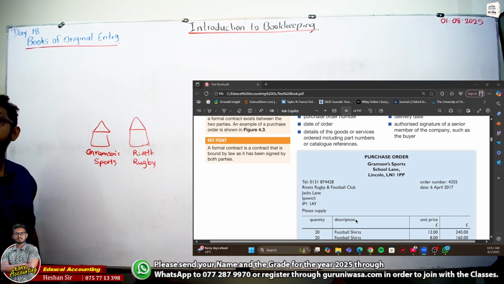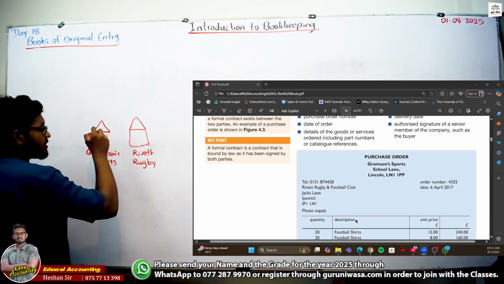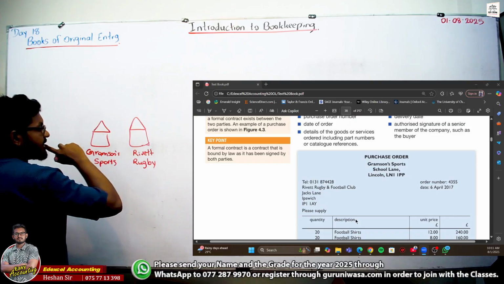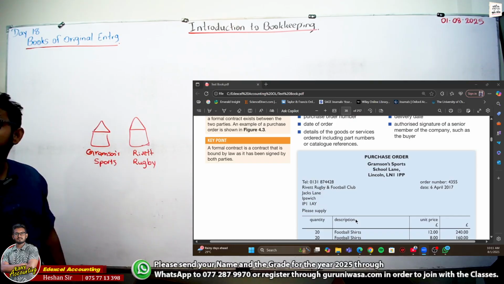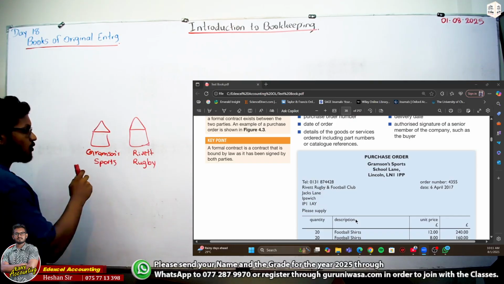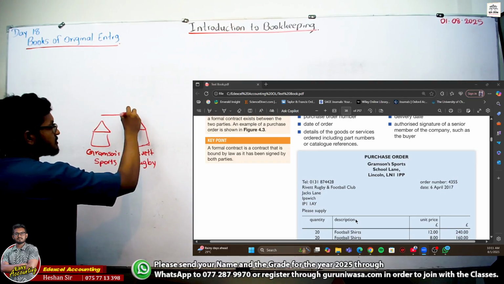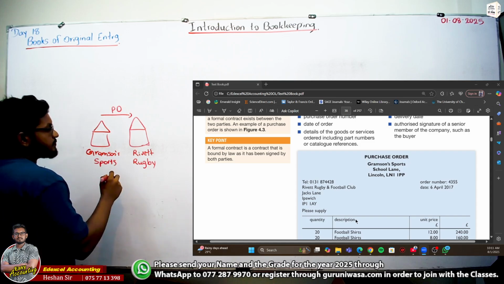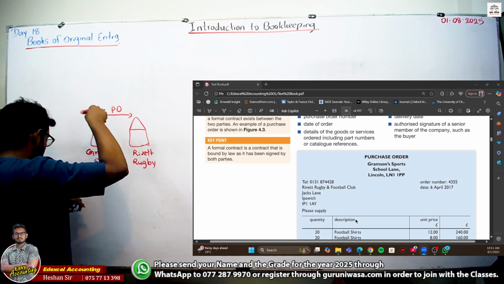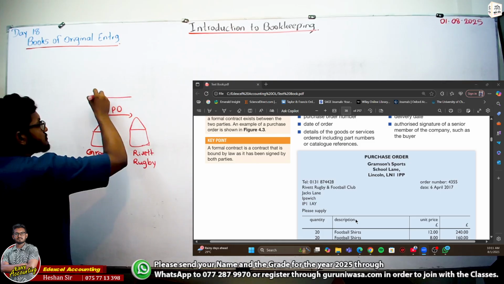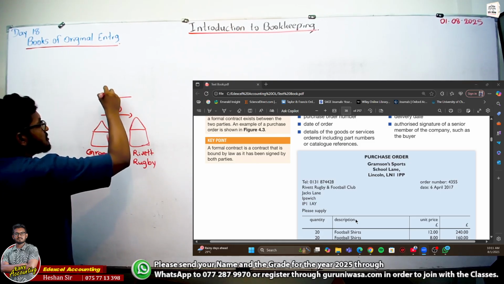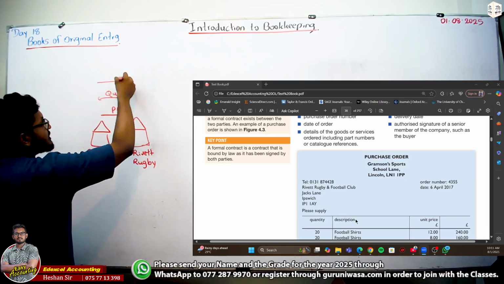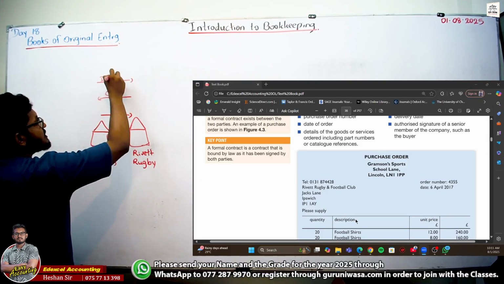Now you can see the purchase order sent by Gramson Sports. First of all, I hope you can remember the procedure, right? The purchase order was sent by Gramson Sports to River Rugby Club. This one was the purchase order. Before the purchase order, I told you there is another thing, quotation, right? Before that also another thing, inquiry for quotation. It's like this, right?